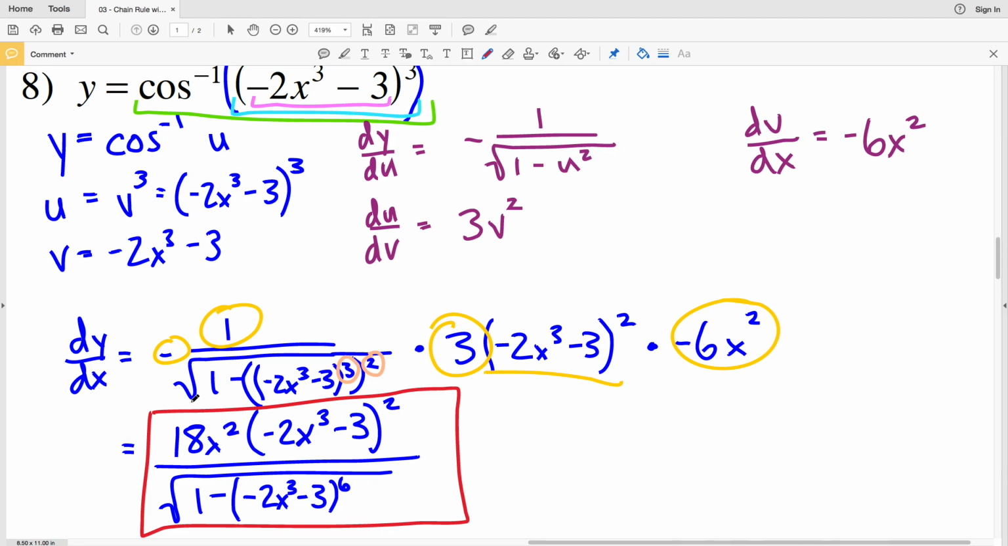And with that, we finish up our free Kuta Software Infinite Calculus worksheet, differentiation using inverse trigonometric functions.